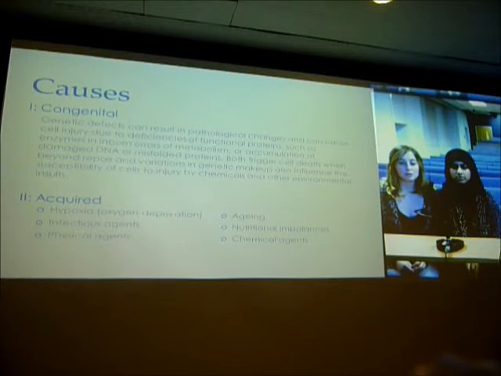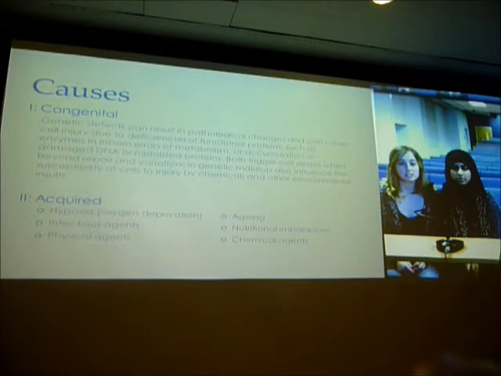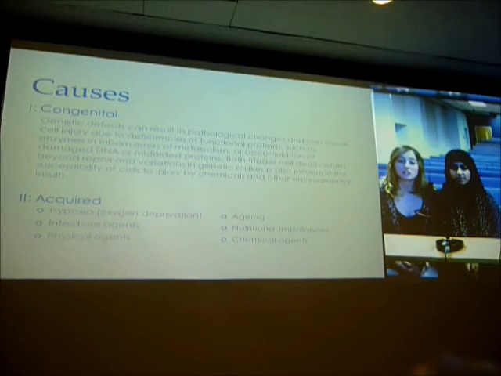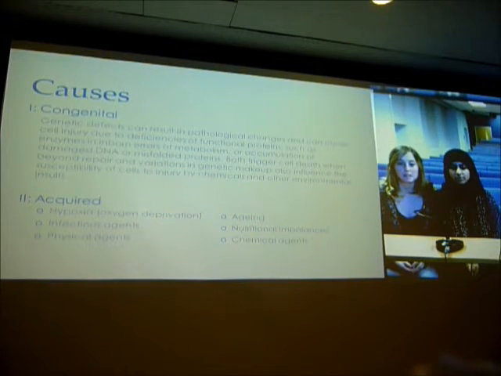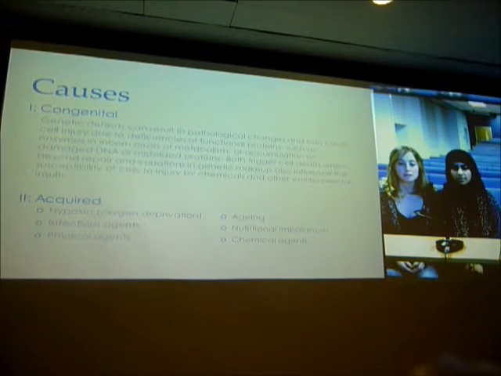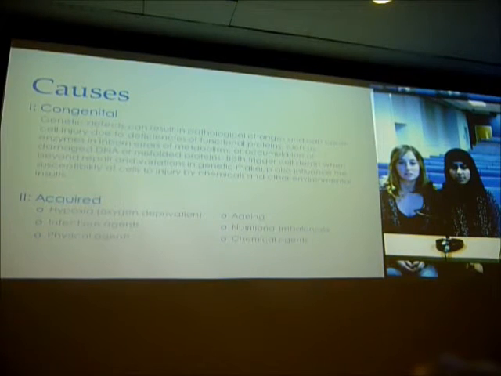There are two types of causes, congenital and acquired. Congenital causes include genetic defects, which can result in pathological changes and can cause cell injury due to deficiencies of functional proteins, such as in enzymes and in inborn errors of metabolism. When these are beyond repair, cell death is triggered. Variations in the genetic makeup can also influence the susceptibility of cells to injury by chemicals and other environmental insults.